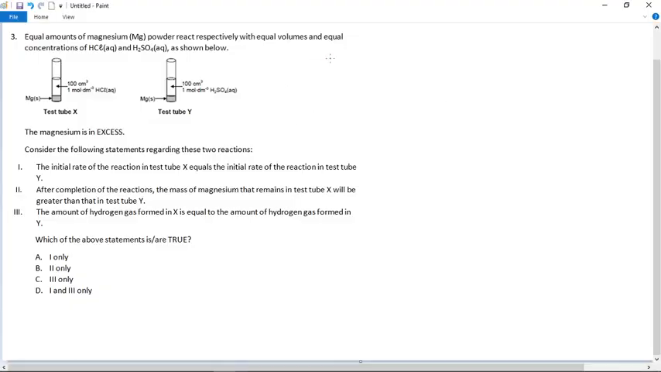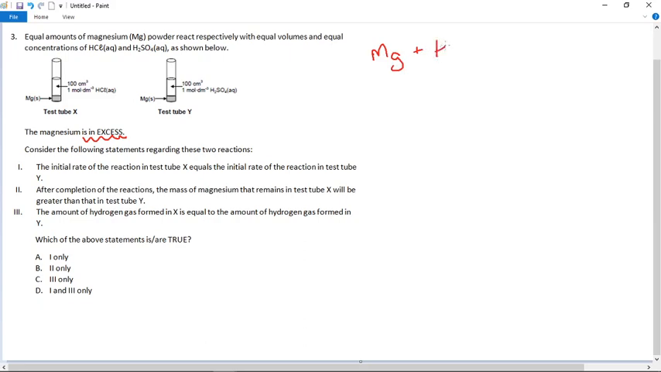It says equal amounts of magnesium powder react respectively with equal volumes and equal concentrations of hydrochloric acid and sulfuric acid as shown below. The magnesium is in excess. That means when this reaction's finished, there's going to be a little bit of magnesium left. Consider the following statements regarding these two reactions. Now, before we look at the statements, let's actually just figure out what's going on here, okay? Because reaction rate is going to be dealing with the change in concentration of reactants and products with time, okay?